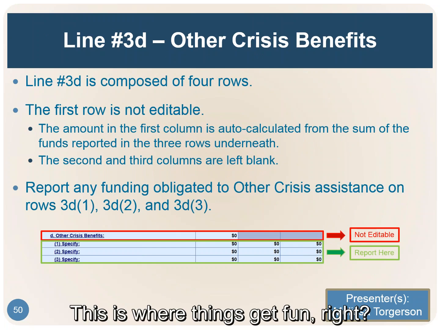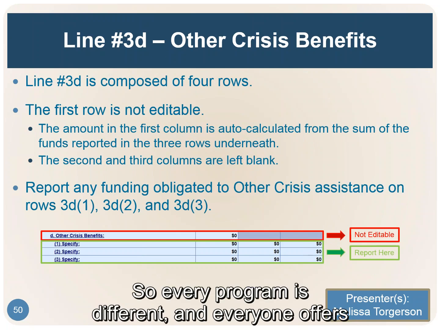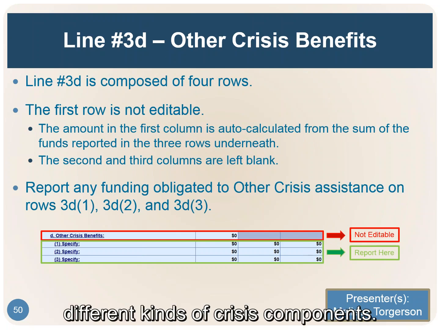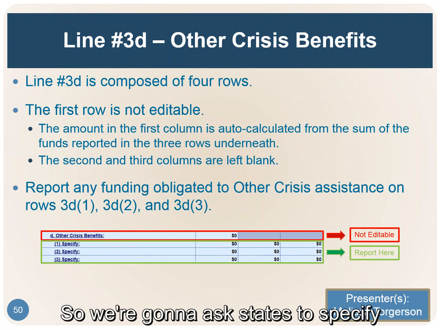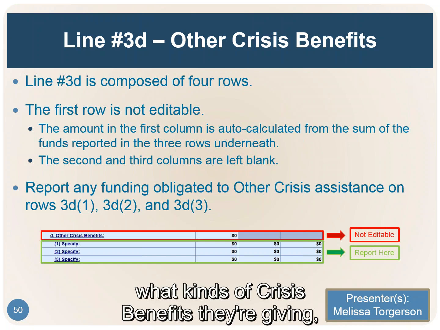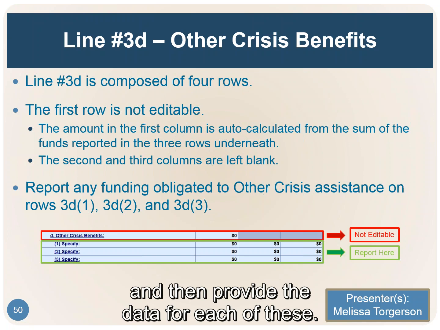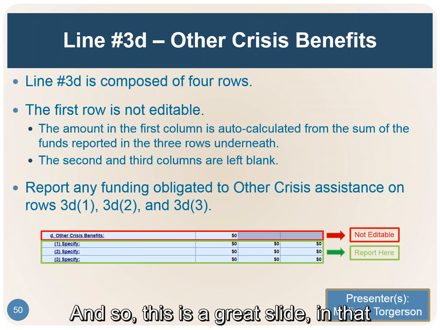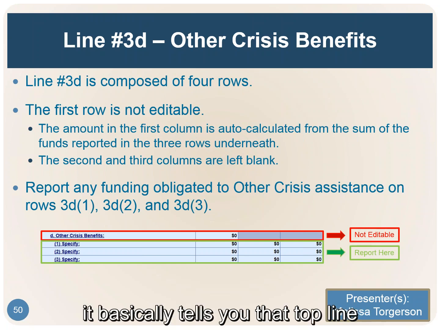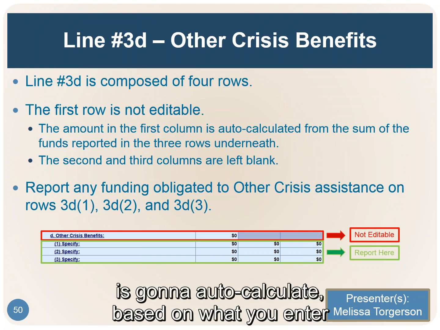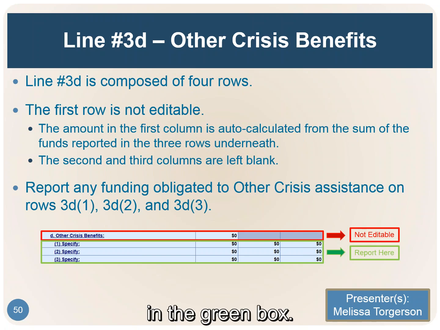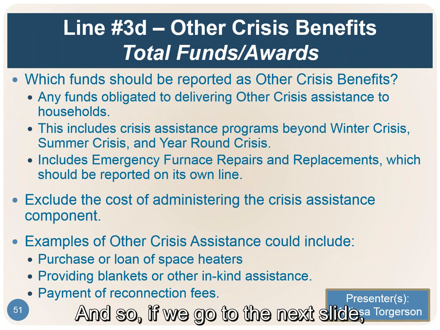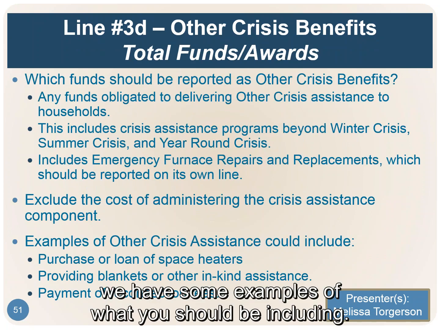This is where things get fun, right? Every program is different and everyone offers different kinds of crisis components. So we're going to ask states to specify what kinds of crisis benefits they're giving and then provide the data for each of these. This is a great slide in that it tells you that the top line is going to auto-calculate based on what you enter in the green box. And if we go to the next slide, we have some examples of what you should be including.